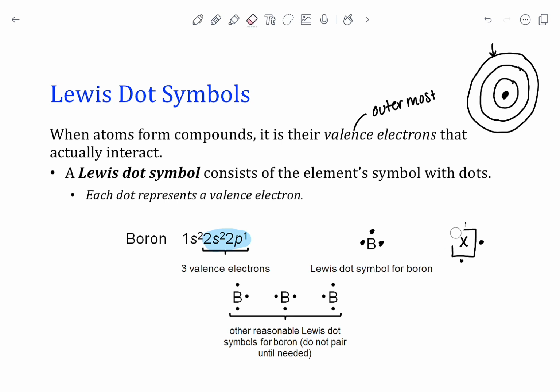But for elements like boron, where they don't have all 4 sides filled up, you can have different variations that are still acceptable in their Lewis structures. Those are shown down here. Each of these boron Lewis dot symbols has 3 valence electrons surrounding it, just on different sides of the boron. These are all equally acceptable Lewis dot symbols for boron because they show all 3 of those valence electrons and they don't show any of the electrons paired up.